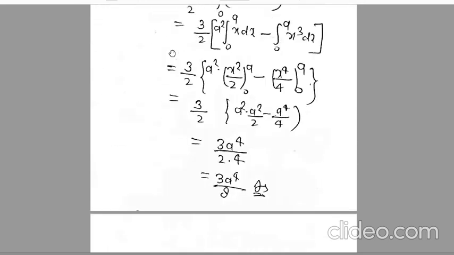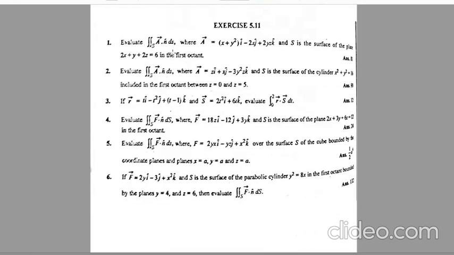Now, there is an exercise here, 5.11, and this exercise is related to your surface integral topic. So just solve these questions. Question one is also in the first octant. Here a vector is given in the place of the f vector, and the surface is given. So this is your phi, and this is your f vector. You will calculate grad phi.